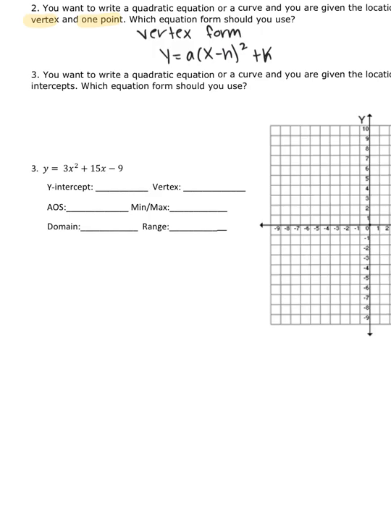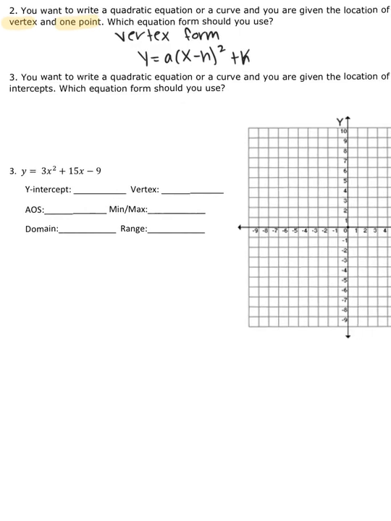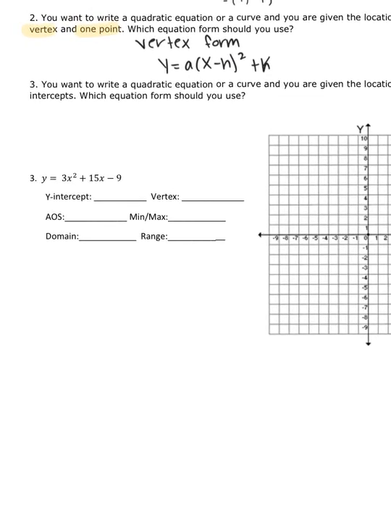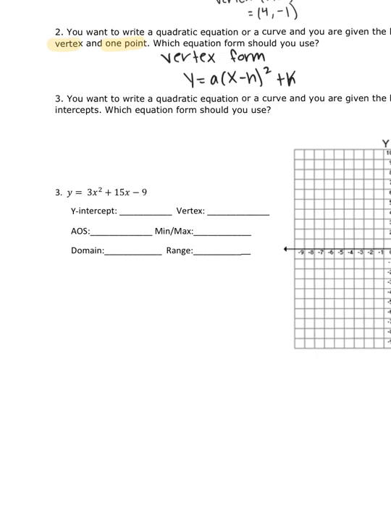All right. Number 3, we want to write a quadratic equation of a curve, and we're given the location of 2 x-intercepts. So remember that x-intercepts are the same thing as roots and the same thing as zeros. So you want your equation to include that, so we're going to use intercept form. And that looks like this. Okay, and that's it.